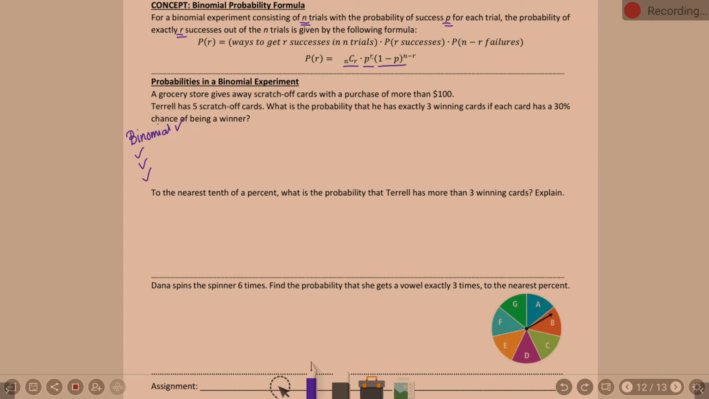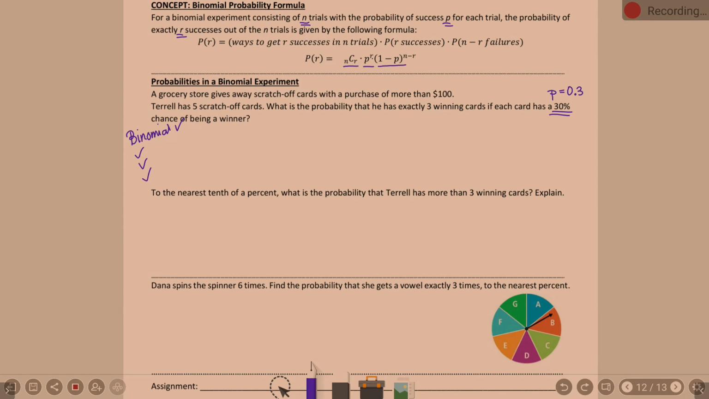So what did they give me here? What's the chance of being a winner? 30% chance. What is that then? That is not your R. If you have a 30% chance of being a winner, that is the likelihood that you're going to win. So that is the probability. Now, you realize we're not going to use 30% in the formula. What am I going to use to represent 30%? 0.3. So my p-value is 0.3.